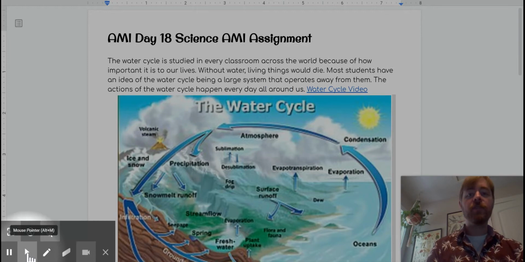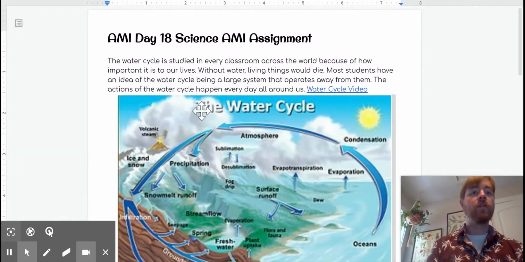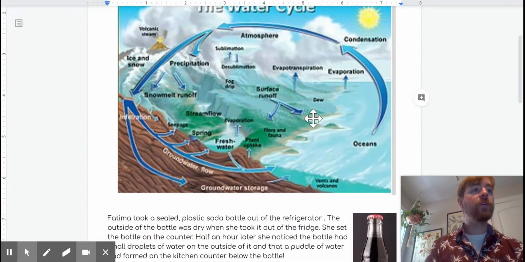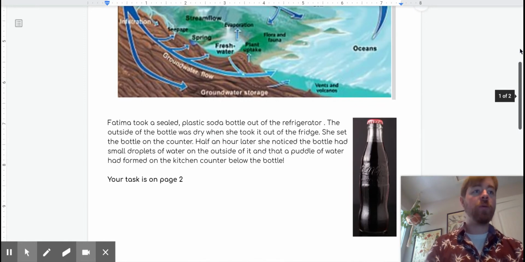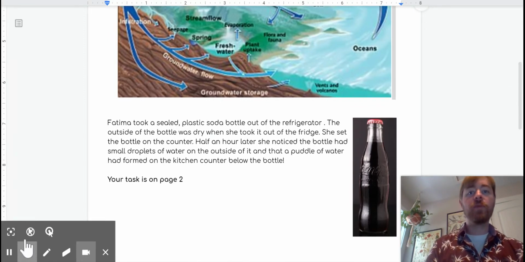Here is the diagram of the water cycle we looked at earlier this year. And then I linked the video that we watched earlier this year also, just to help refresh you if you haven't thought about the water cycle in a while. All right. So here's how we're going to apply it. We have a small scenario, and I'll read that to you as well.